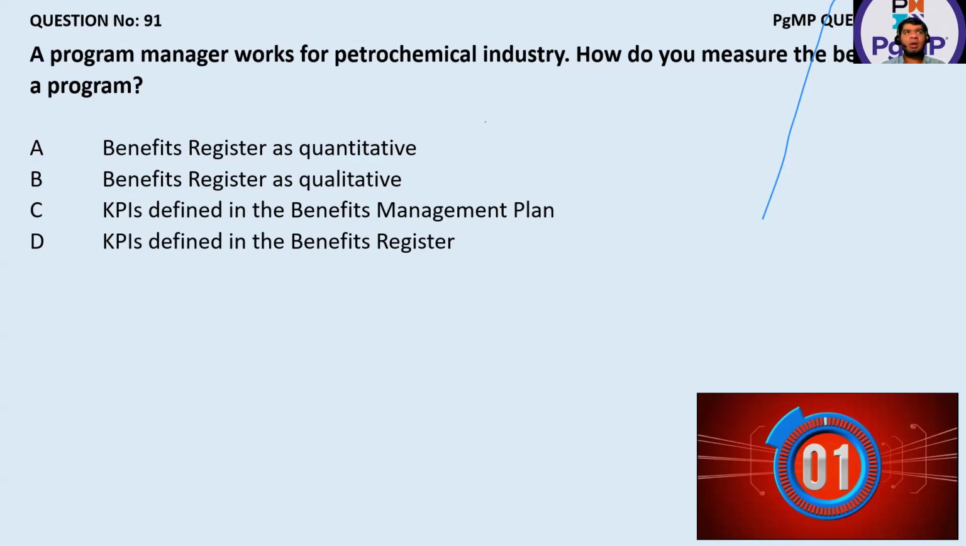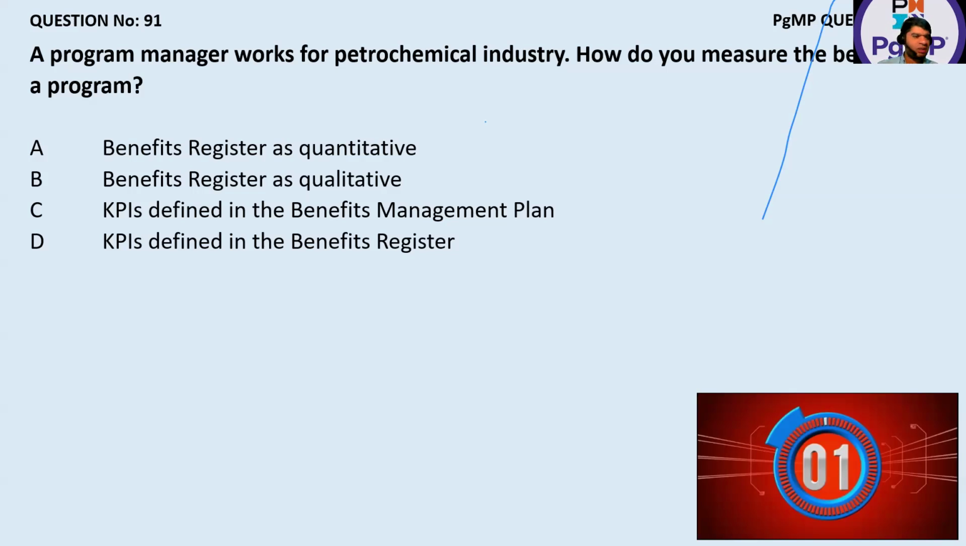It's my understanding. I can be wrong, but the question is not asking where you will document the benefits. The question is just asking a real scenario: how do you measure the benefits of a program? So I will measure surely based on the KPIs. So why did somebody give A? Any reason for A?